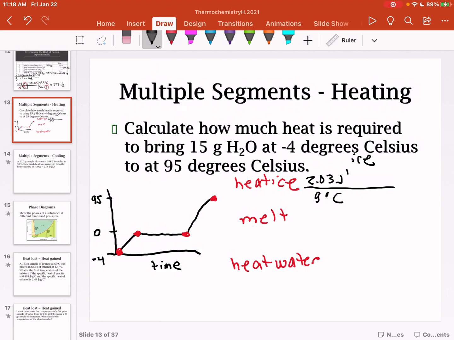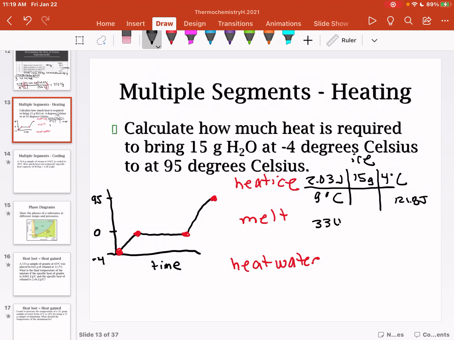So I had 15 grams of ice, and I'm going from -4 up to 0 degrees Celsius. At that point, it stops being ice. So I push my buttons here, and this works out to be about 121.8 joules. Now I need to do the phase change melting.